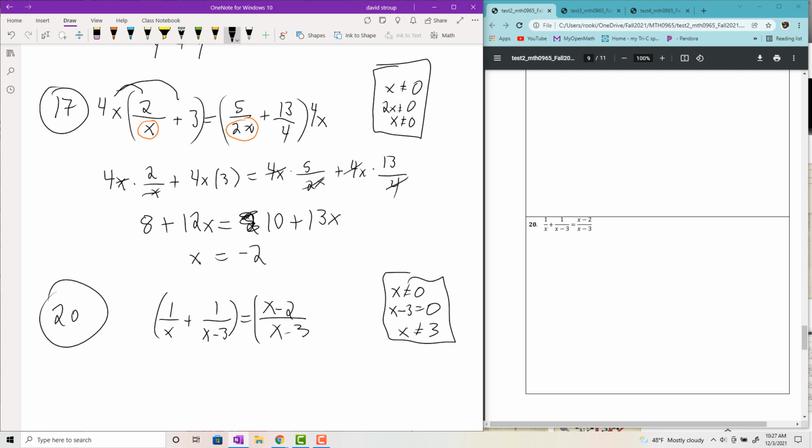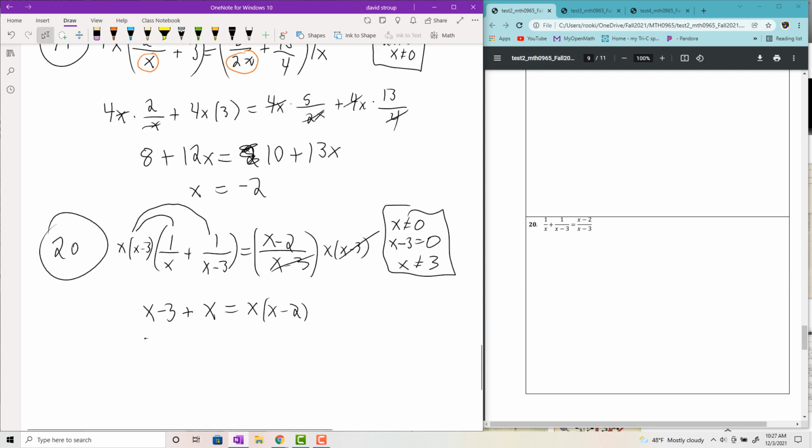I need to multiply by an x and an x minus 3 to get rid of the denominators. In the first multiplication, this times this, the x's will cancel and you'll just be left with x minus 3. In the second distribution, the x minus 3's will cancel and you'll just be left with an x. On the right hand side, the x minus 3's will cancel and you'll have an x times x minus 2. So I have x plus x is 2x, just simplifying here. On the right hand side, distribute, I get x squared minus 2x. Set everything equal to 0, so x squared minus 4x plus 3 is 0.